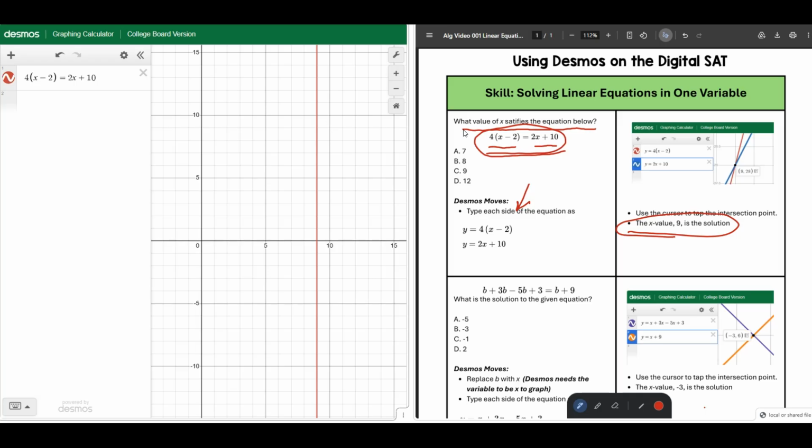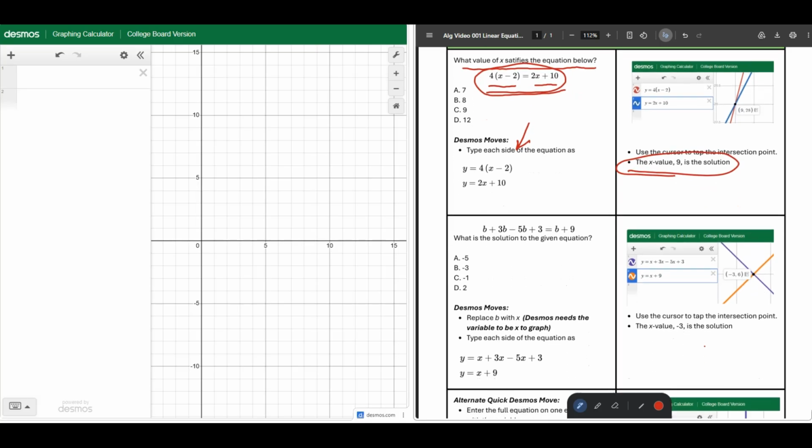What you want to do with this vertical line is find where the line intersects the x-axis. If you tap on that intersection, the ordered pair will pop up, and you'll notice it gives you (9, 0). And again, the x value 9 is your solution. All right, let's scroll on down to the next example.